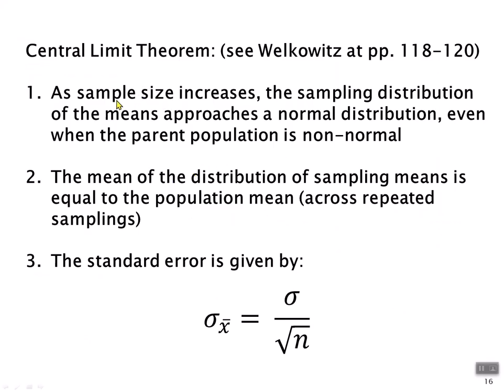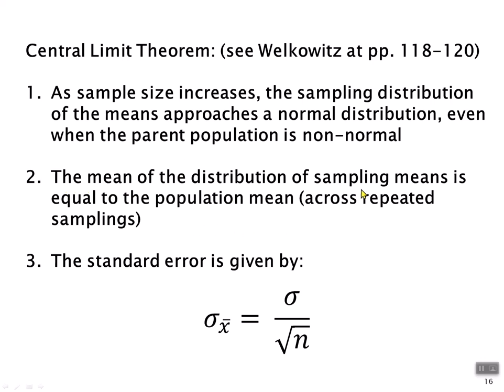So here are some important points about the central limit theorem itself. Everything that I've been talking about takes us closer to the central limit theorem. We're not there yet. As the sample size increases, the sampling distribution of the means approaches a normal distribution, even when the parent population is non-normal. In other words, if your parent population is skewed and you start sampling from that, the sampling distribution will become normal, even though the population is not. I'll explain what that means in a minute.